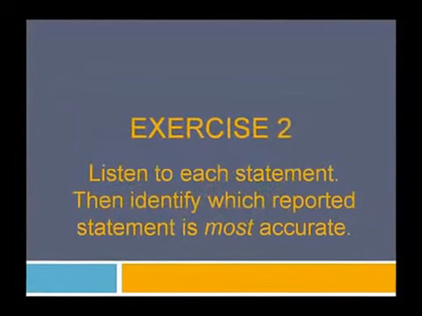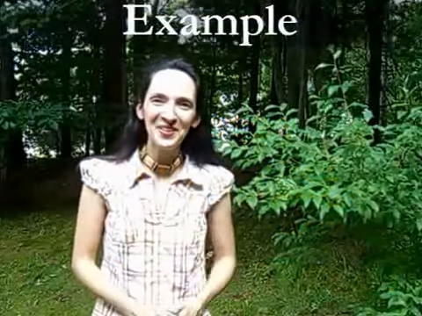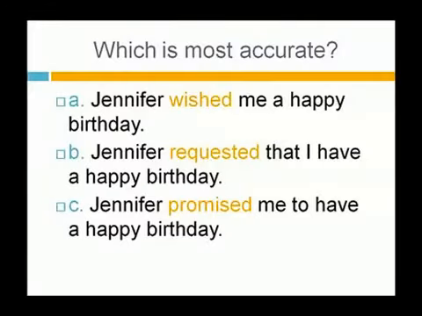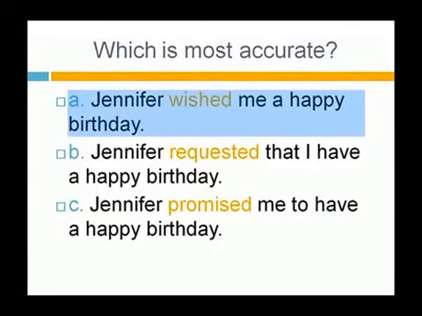Let's try one more exercise. Exercise 2. Listen to each statement, then identify which reported statement is most accurate. Happy birthday! Which is most accurate? A. Jennifer wished me a happy birthday. B. Jennifer requested that I have a happy birthday. C. Jennifer promised me to have a happy birthday. Well, the purpose of that statement was not to make a request or promise, but rather to express a wish. So A is most accurate.